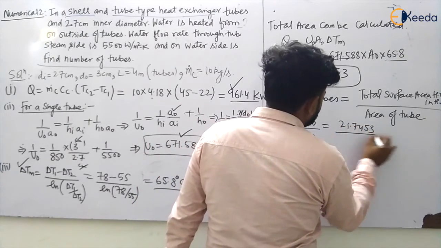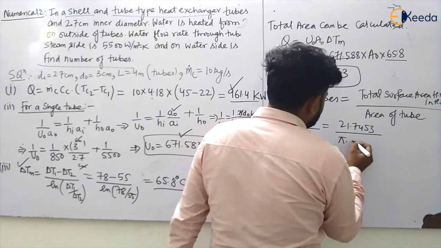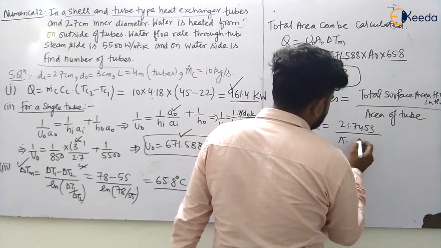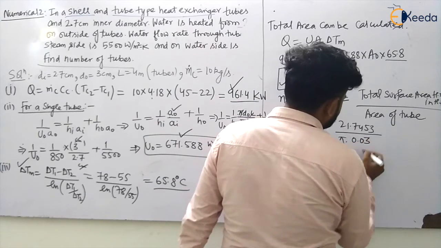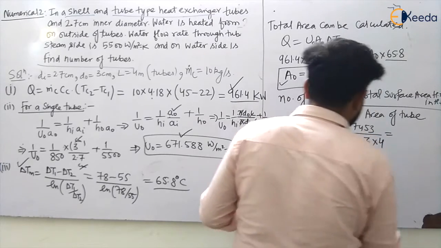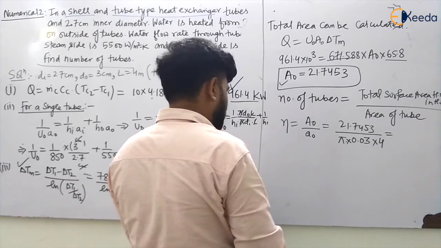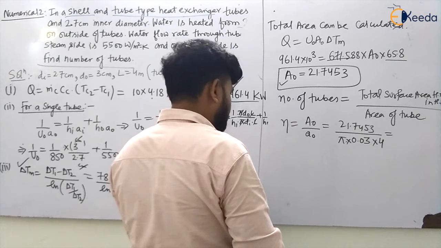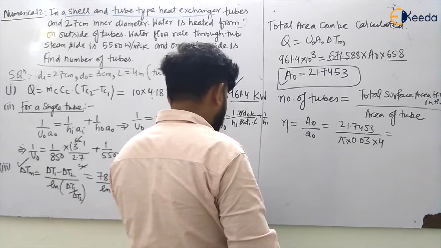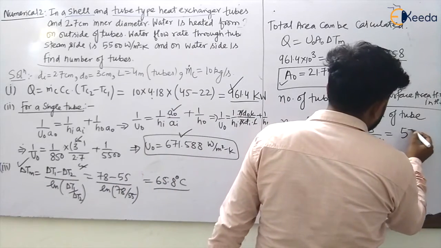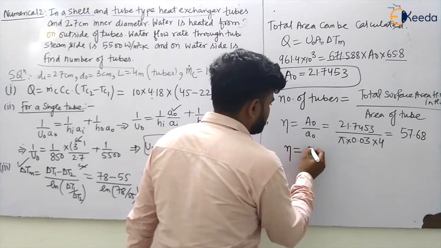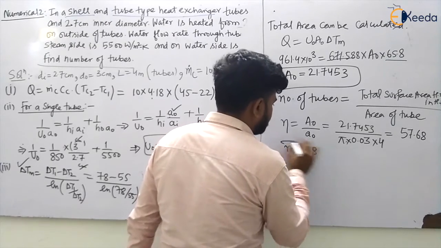21.7453. And what is the outside diameter? They have given pi d is 3 centimeter. So this will be 0.03, my dear students. Multiply by L. They have given it 4. So let us see the number of tubes. Divided by this, multiply by 0.03 into 4. So the number of tubes will be 57.68, my dear students. Or we can directly take that N is equal to 58.